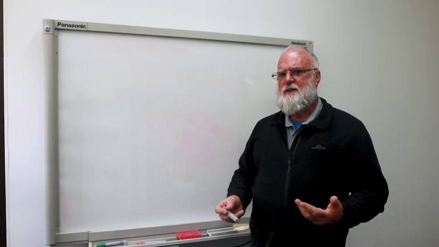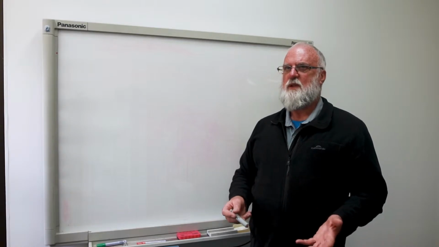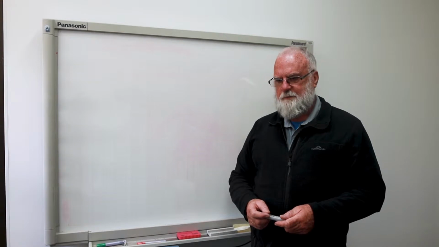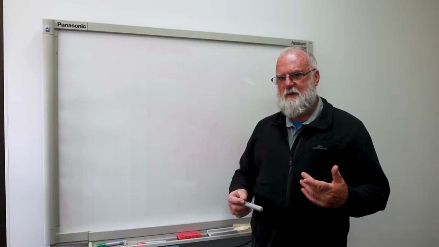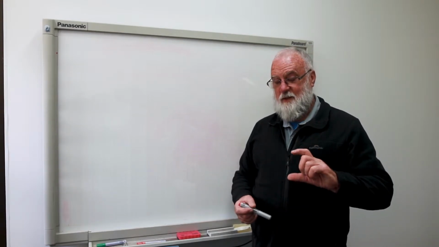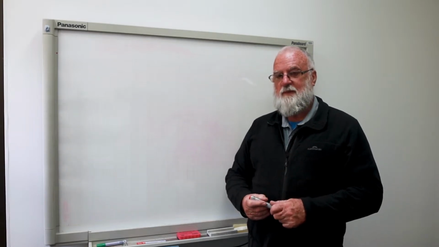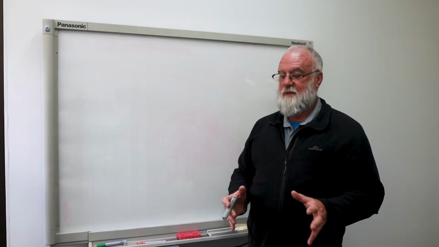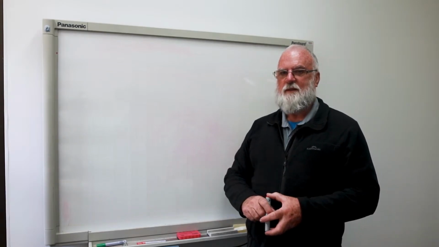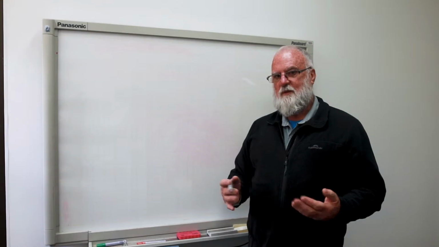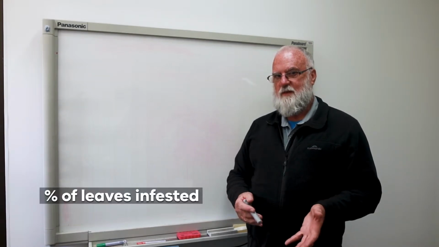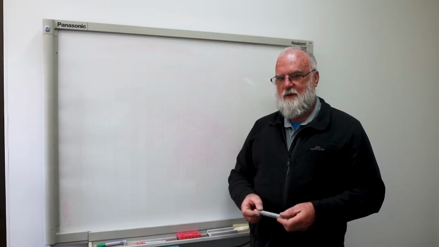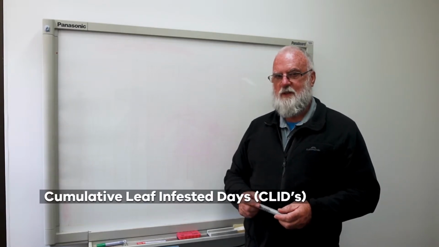And the other bit is to look at how we actually monitor the mite populations so that we can stop them from getting out of hand. In the past, people have used counts of the number of mites per leaf, and that's really labour intensive, and it's basically a real pain to do. There's a good way of doing it where you just use the percentage of leaves that are infested, and then you can also take that one step further to a thing that we call Cumulative Leaf Infested Days.